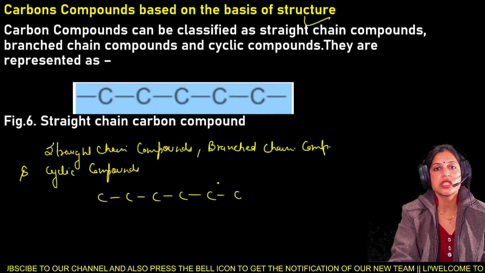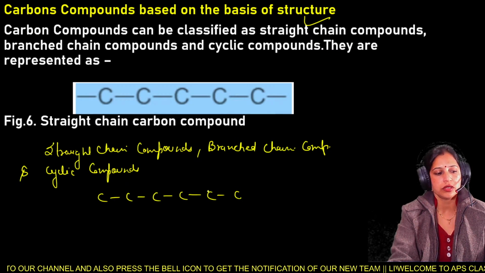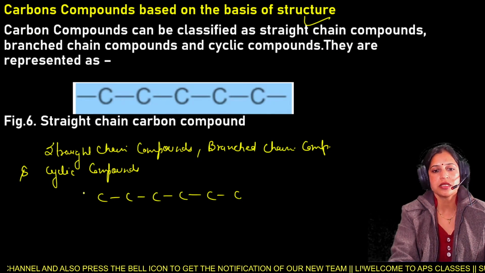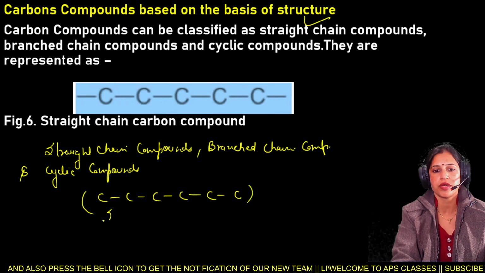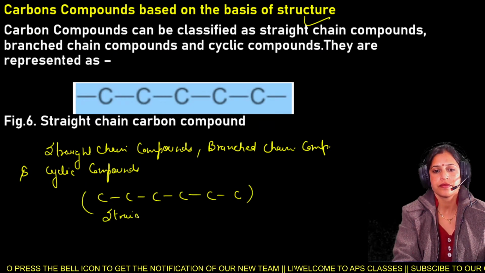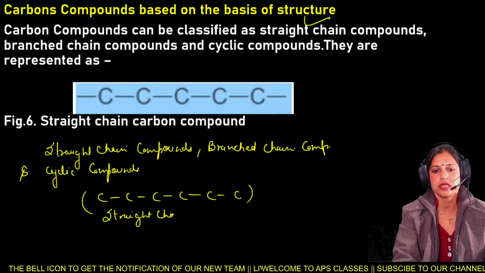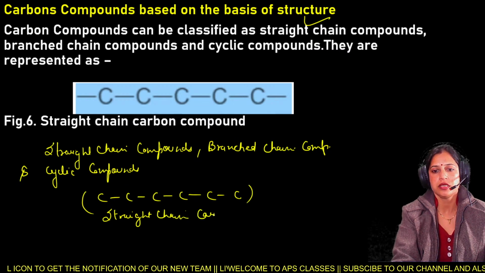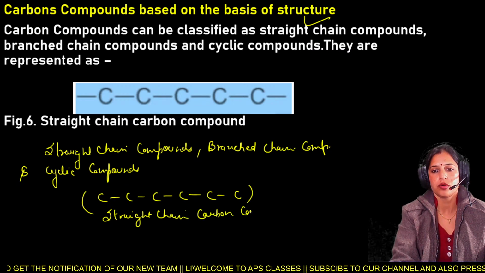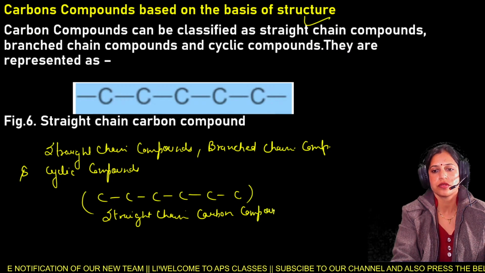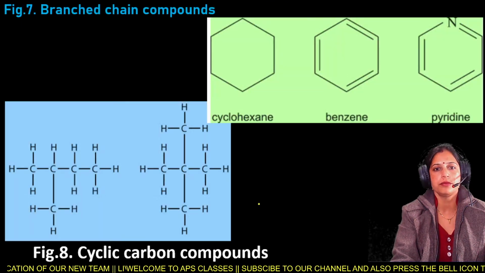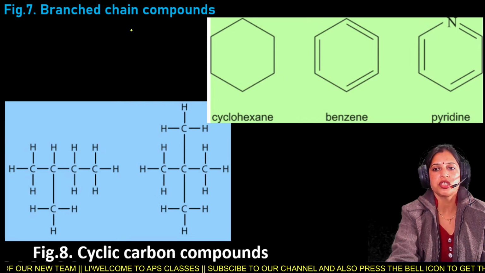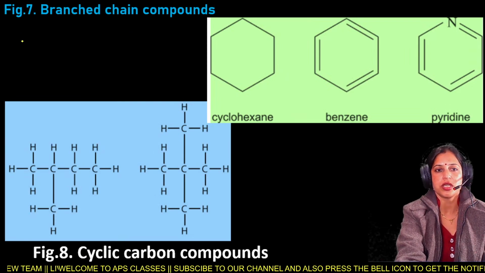So this is the straight chain carbon compound. This is the structure of the straight chain carbon compound. Next is the branched chain compound.